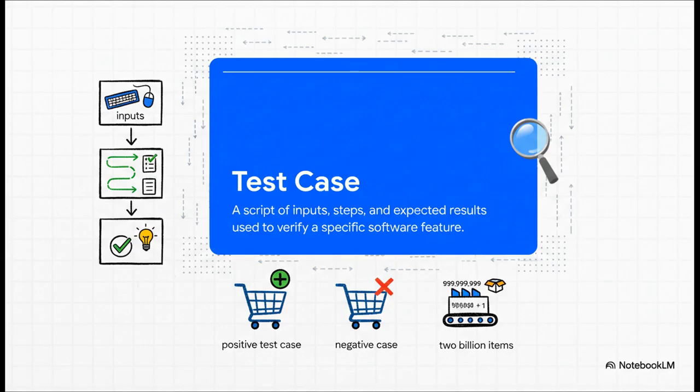For instance, think about adding an item to a shopping cart. A positive test confirms you can add it. A negative test checks what happens if the item is sold out. And an edge case, that's where the fun starts. That's where you try to order 2 billion of them and see if you can break the system.